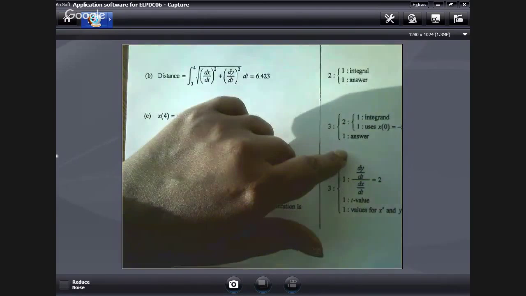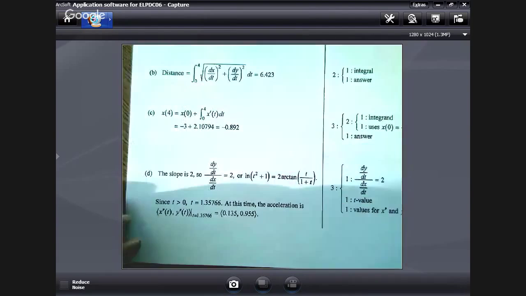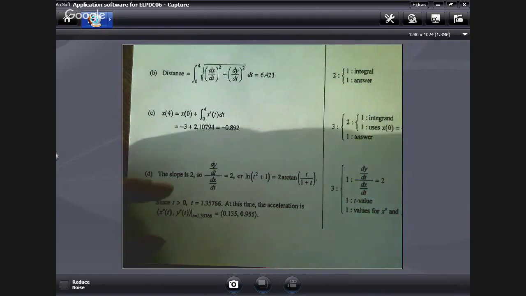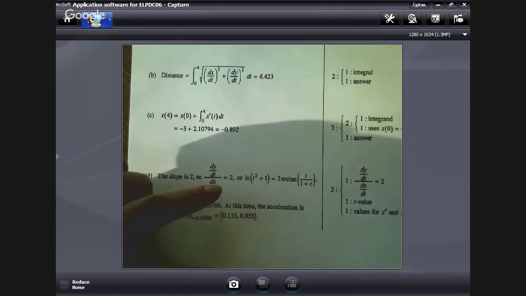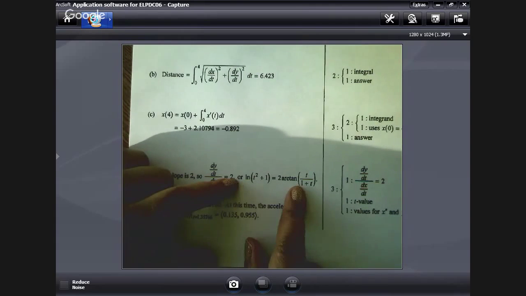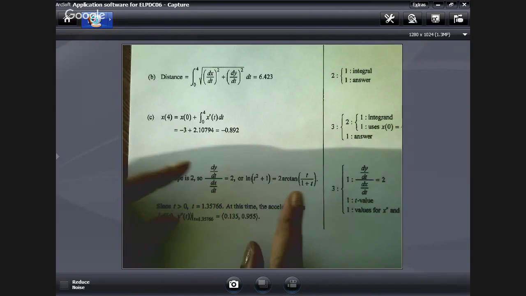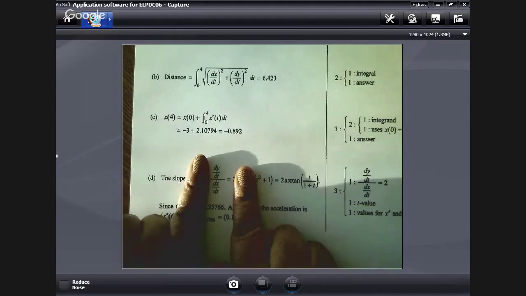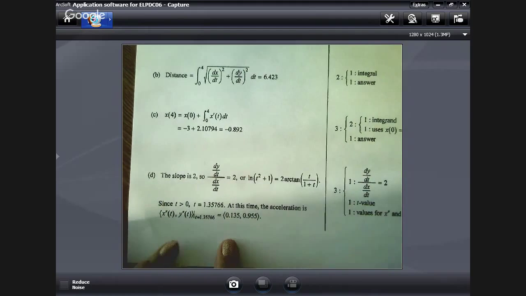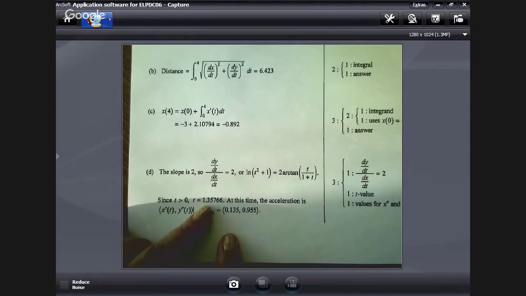2 points for the setup, 1 point for the answer, 1 point for the setup, 1 point for the answer. And in part D, dy/dx is dy/dt divided by dx/dt, and we want to set that equal to 2. They've gone ahead and written this without the fraction. I didn't do that, but it doesn't matter, right? You get the first point right here, where it says dy/dt over dx/dt is equal to 2. That's what you get the point for. You get the second point for getting the t-value of 1.35766. Right? This is not a final answer, so if you show more or fewer decimal places, don't get crazy and say it's 1, right?